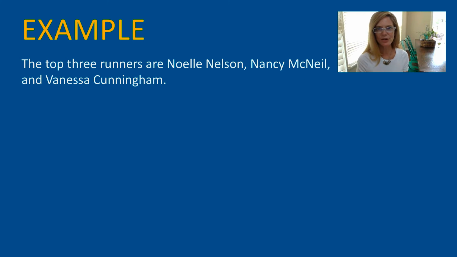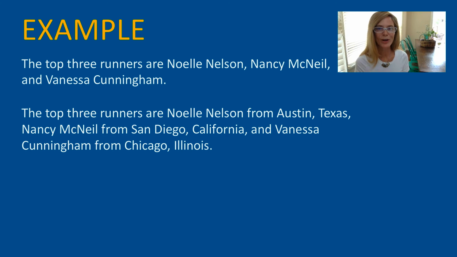Okay, here I have a sentence. The top 3 runners are Noelle Nelson, Nancy McNeil, and Vanessa Cunningham. It's easy. You know that the top 3 runners are 3 different people, first and last name. So each person is separated by a comma. That's pretty easy to read and understand. It's not confusing. Well, what happens if we add where they're from? So what if the sentence read something like this?